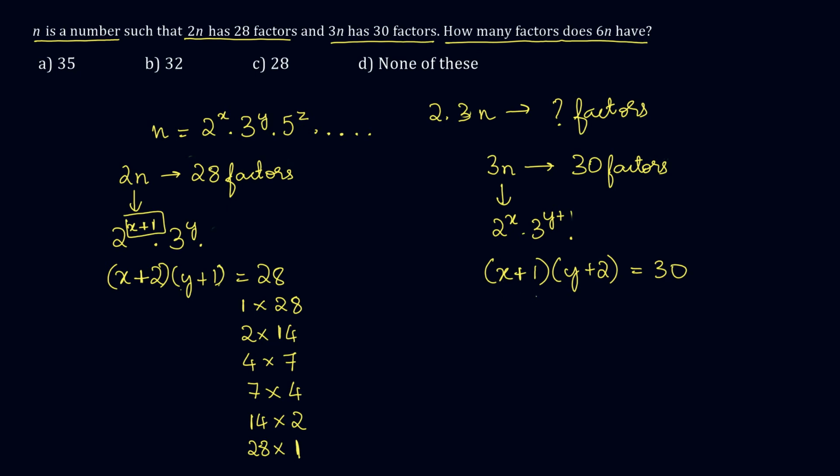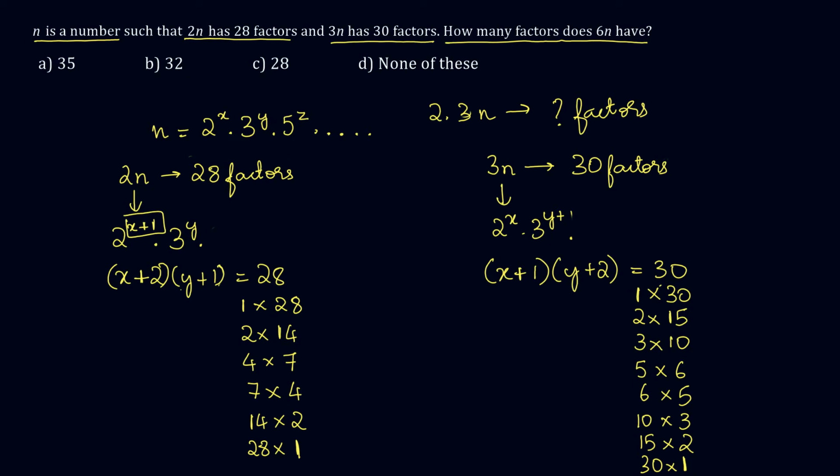Alright, then let's break down 30. This is 1 times 30, 2 times 15, 3 times 10, 4 times, okay, 4 does not go with 30, so the next factor is 5, 5 times 6, then starts the reverse, 6 times 5, 10 times 3, 15 times 2, and 30 times 1. Almost at the end of the screen, right?